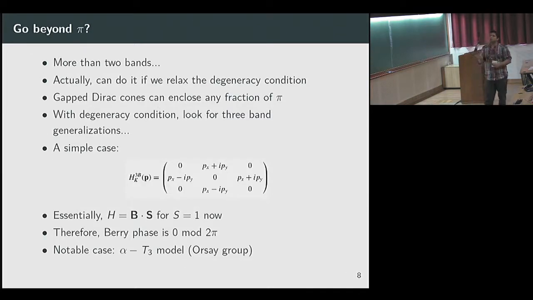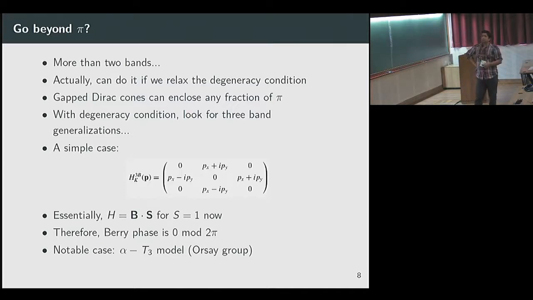So to go beyond pi, one thought is one might want to go beyond 2 bands. Of course, we can actually do it if I relax the degeneracy condition. If I have gapped Dirac cones, I can enclose any fraction of pi. But with the degeneracy condition, let me look for 3-band generalizations. And a simple case is this kind of a 3-band generalization. This is again nothing but a B dot S Hamiltonian, but now for a spin 1. And so now, going via the same arguments, the Berry phase of this band structure is 0.